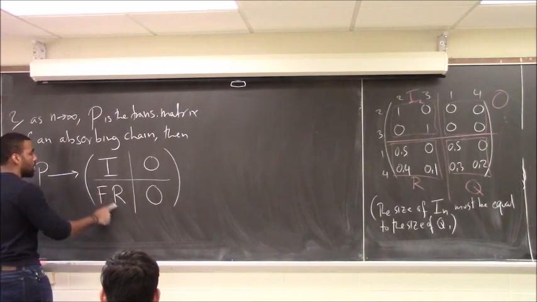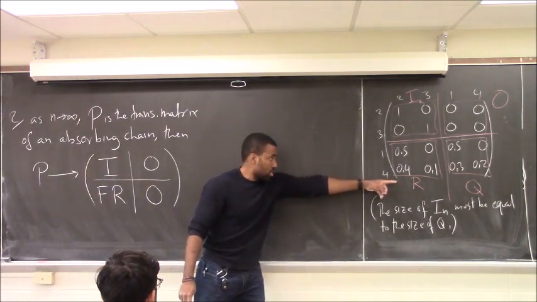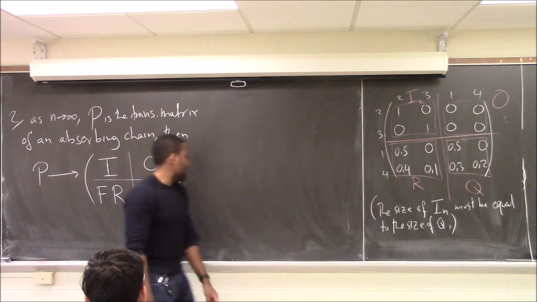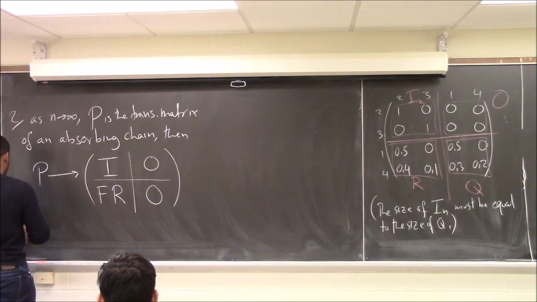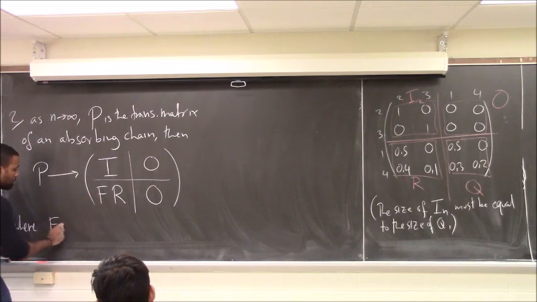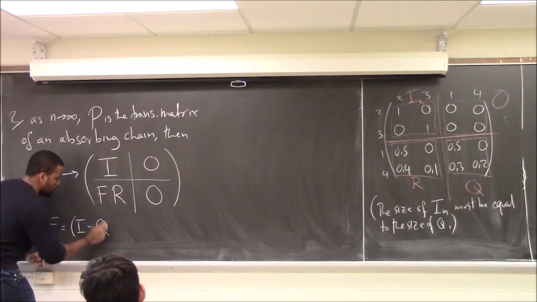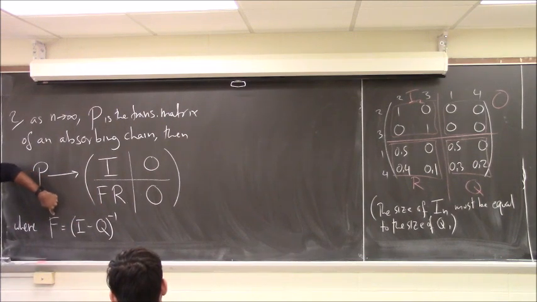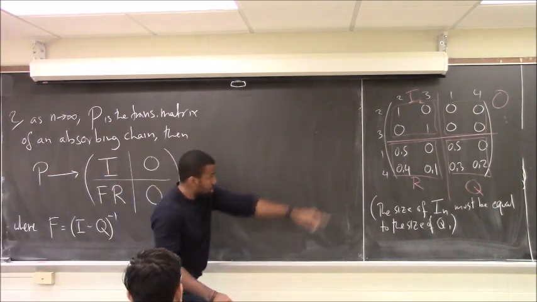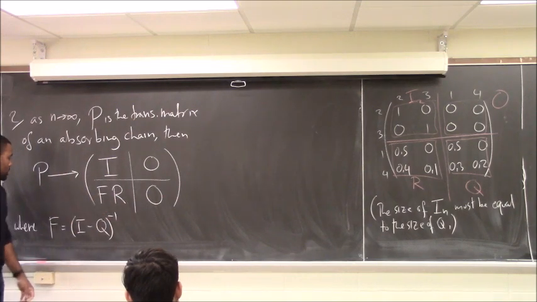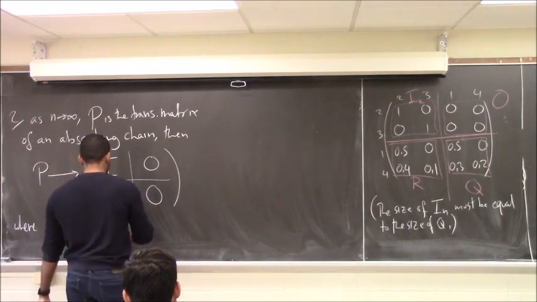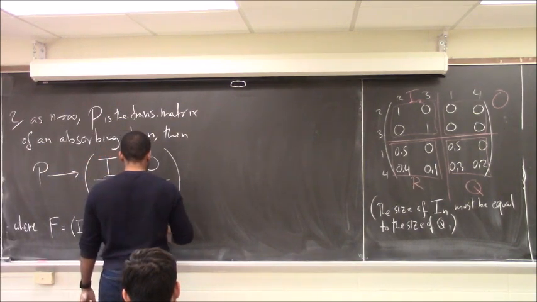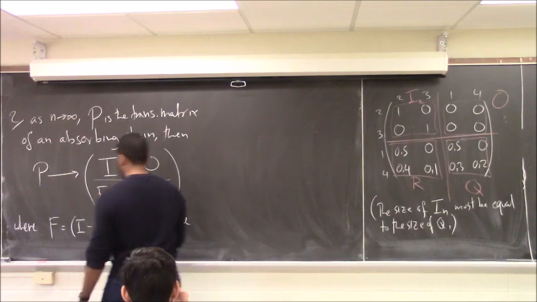R. The big R is the same R from here, so there's going to be some other matrix that you're multiplying this by on the left, where that matrix is given by the identity minus Q, and then you take the inverse. That's why they have to have the same size. You're going to subtract them, find the inverse, multiply by R, and put the product here, and that will be the long-term transition probabilities. F is called the fundamental matrix.